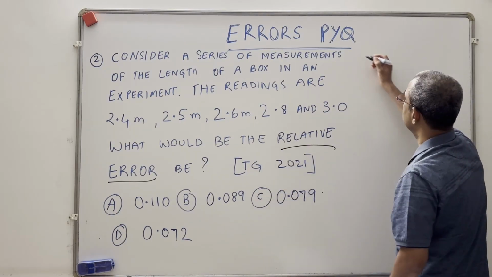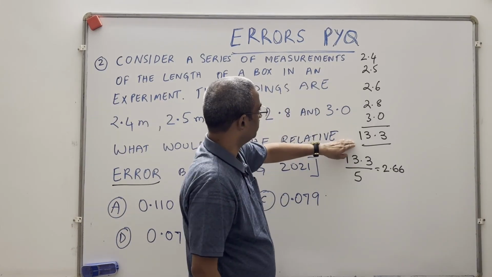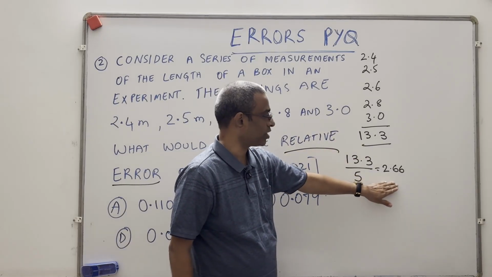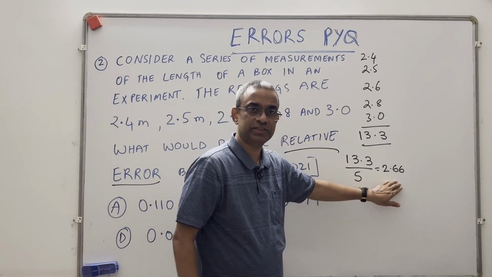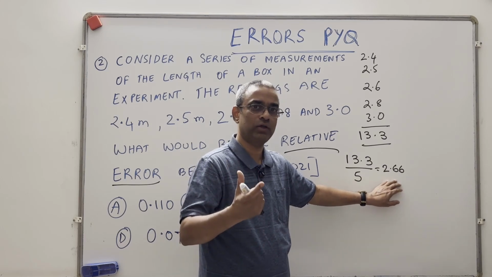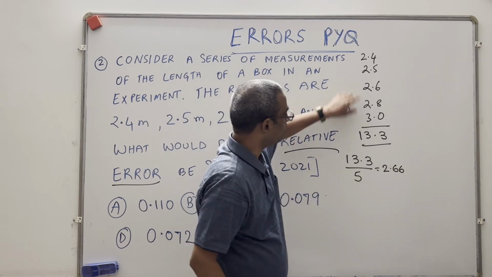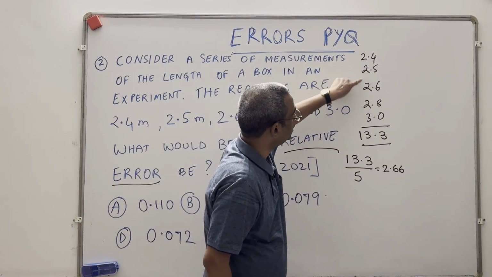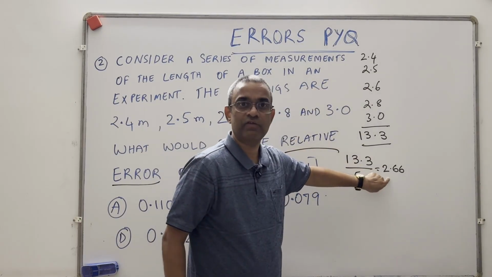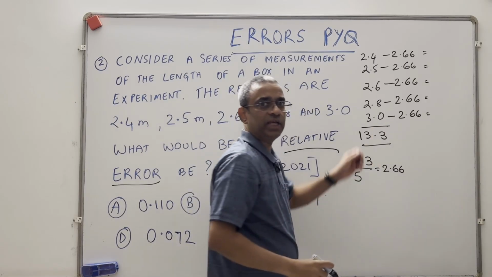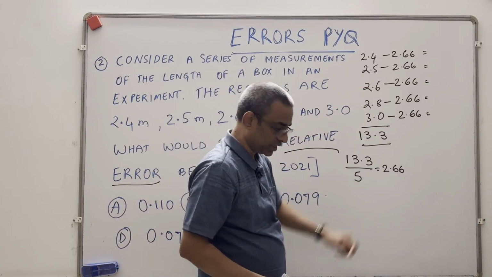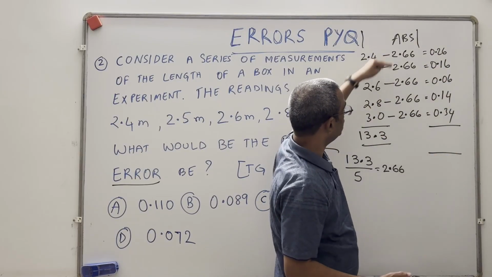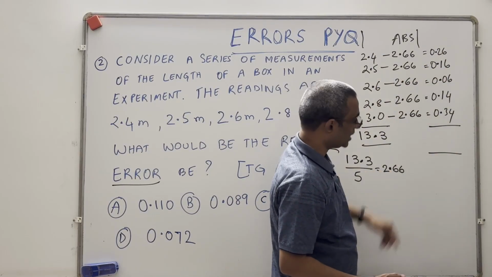Okay, so what's the average of all this? If we sum up these measurements, we have 13.3, and if we take the average, 2.66. So this 2.66 meters is considered as the true value of the measurement of the box. So now what we do is we find out the absolute error. Absolute error is how much each measurement is away from 2.66. We take the absolute value, we ignore the sign, and what do we get? So these are the absolute errors in each of the measurements, and then we take the average of that.